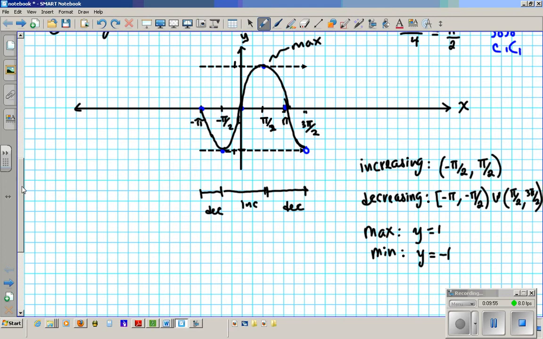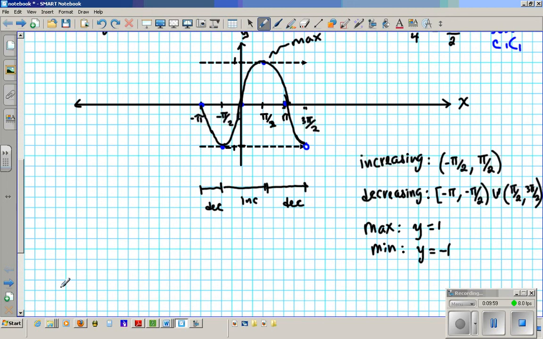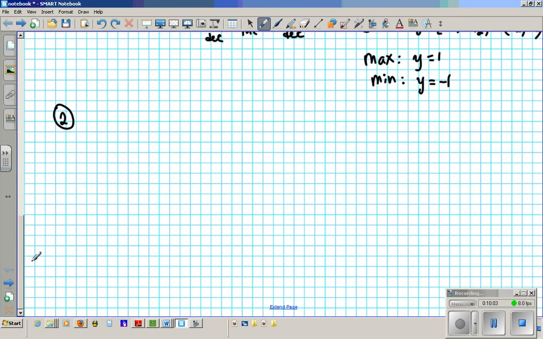Let's take a look at another example. Example number 2. What if I have y equals cosine x on the interval negative pi over 2 less than x less than or equal to 2 pi? Okay, what if I have that?